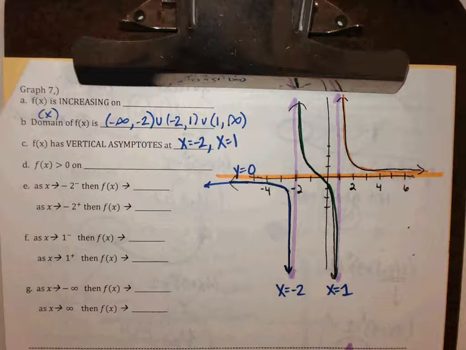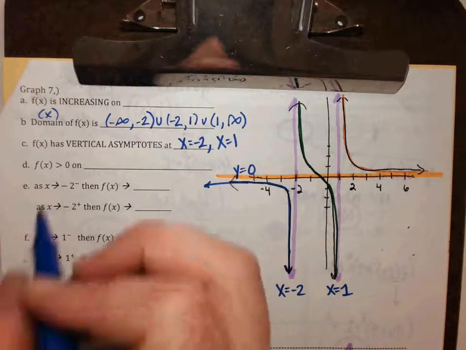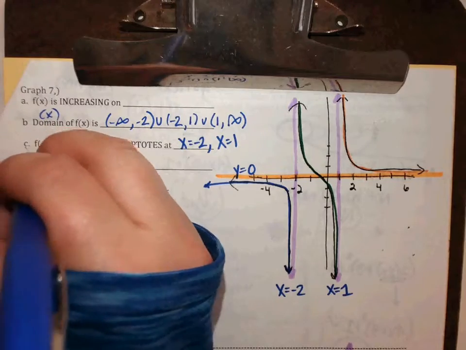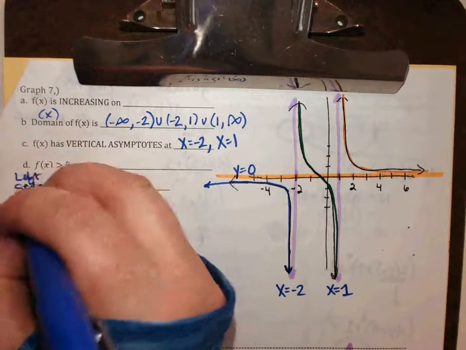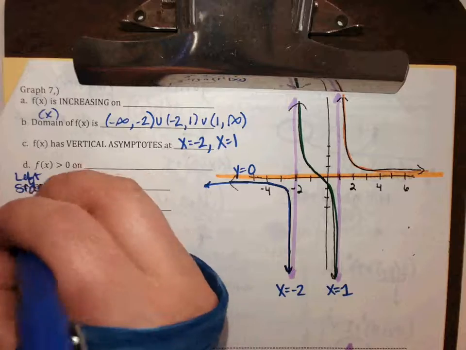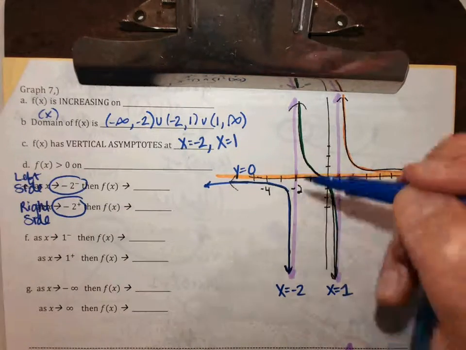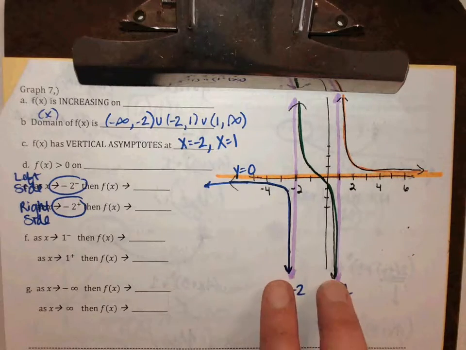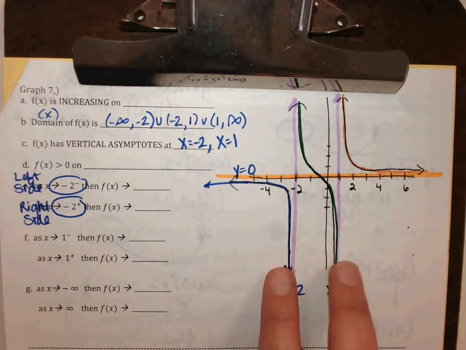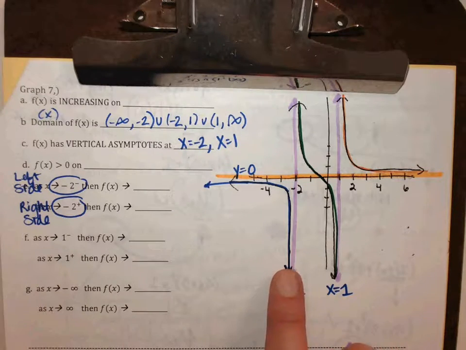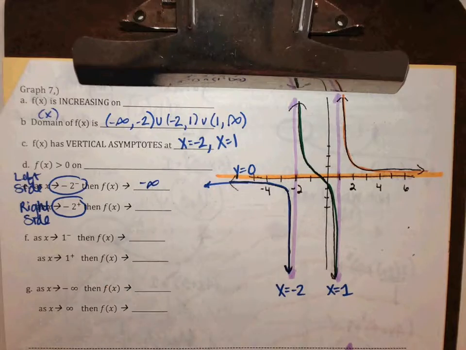Okay, next one, let's do the asymptotes. Look at negative 2 from the left, and then negative 2 from the right. Remember, this is the left side. That's the right side. Negative 2 is here. If I'm on the left side, what color am I on? Green or blue? Blue. And what is blue doing as I get close to the line? Going up or down? So what do I put? Negative infinity.